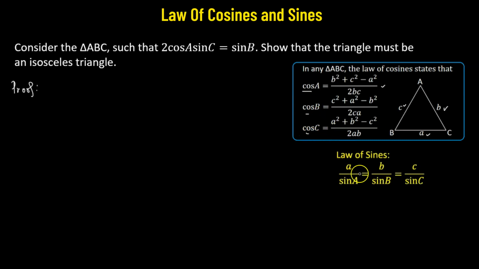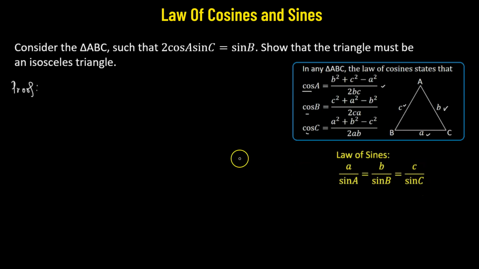Then the law of sine states that the ratio of side a to the sine of the angle opposite to side a, that is angle A, is equal to the ratio of side b to the sine of the angle opposite to b. And it's also equal to the ratio of the third side to the sine of the angle opposite to side c.